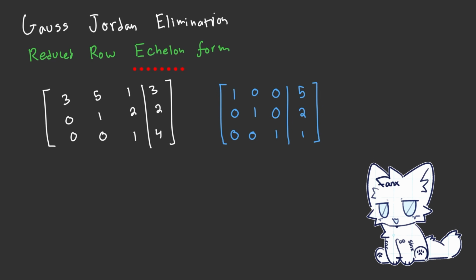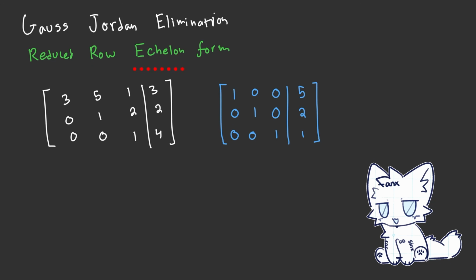Today we will be discussing the Gauss-Jordan elimination method to then get to reduced row echelon form. If you're focused on purely computational methods, then feel free to skip ahead to the chapters listed below. Alright, so let's take a look at these two matrices.